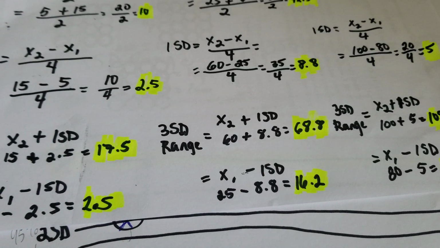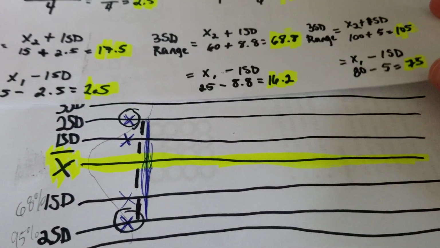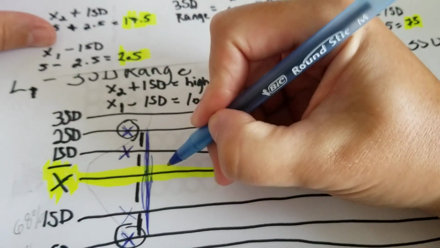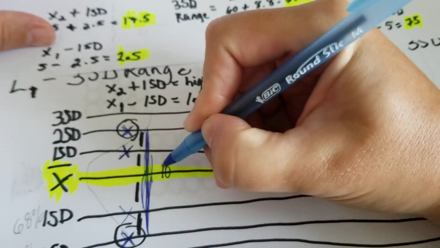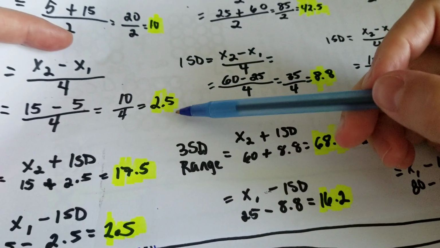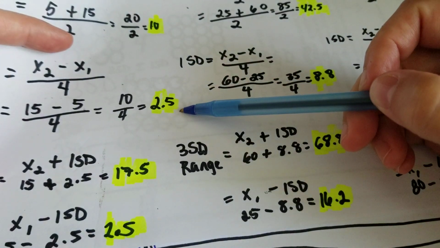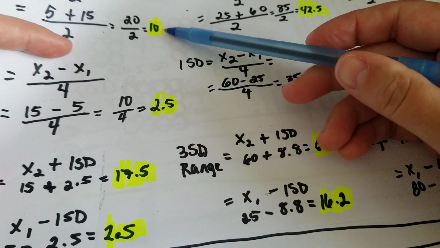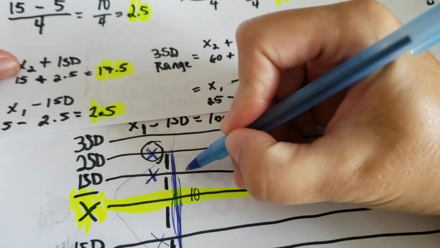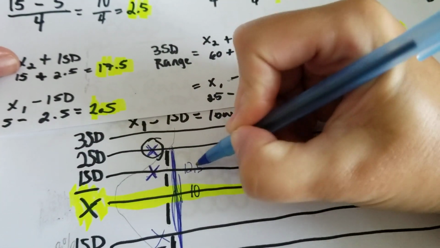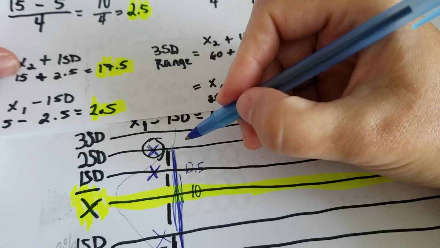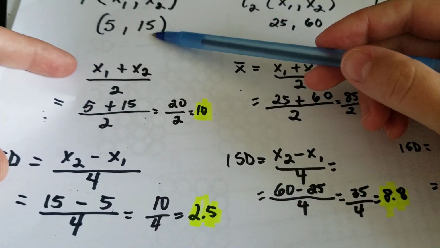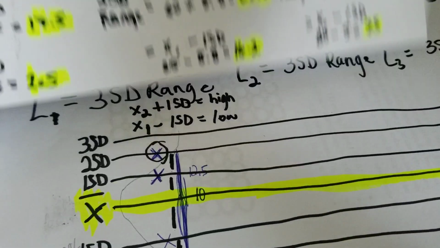Maybe I'll do this in a different color. That might be a better idea. Okay. So the mean for level 1 is 10, and 1 SD is 2.5. So what we're going to have to do is add 2.5 to 10. All right, so that would be 12.5, right? And then for 2 SD, we already know that for level 2, it's 15.